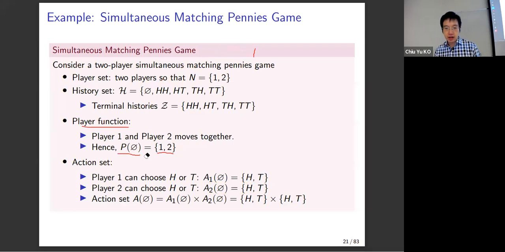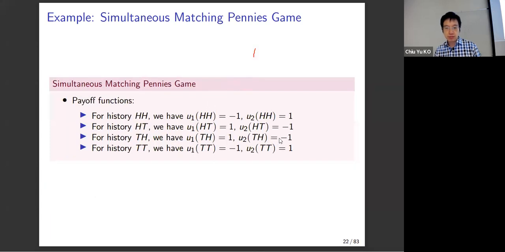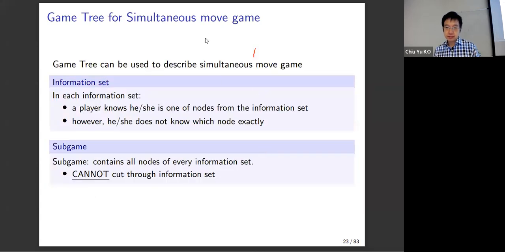And I guess the payoff will be very simple. I think you have seen that, right? The payoff is this. So how do we draw this in the game tree? We will call it the information set. Information set means that the player doesn't know where he is. Then for subgames, when we draw a subgame, we cannot cut through the information set. It will become very clear later. I will define it immediately. Don't worry, it's not complicated.